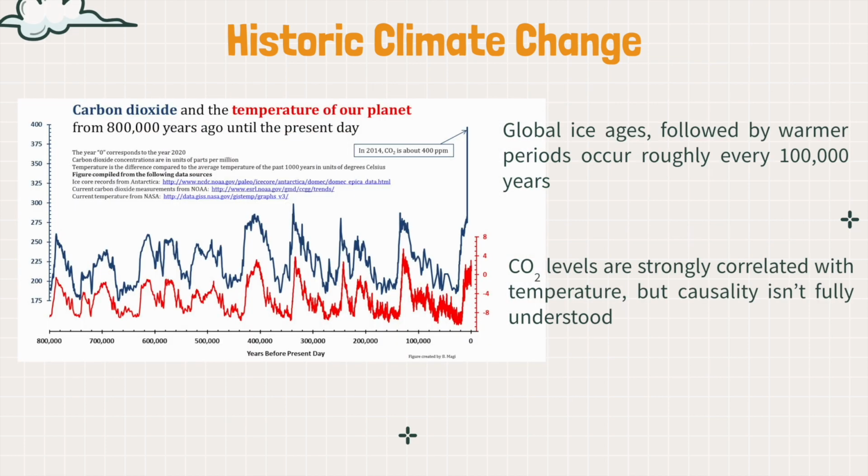So this is kind of what it looks like over time. This graph shows years before present day. We've got carbon dioxide levels in blue and temperature of the planet in red. And you can see over time, scientists have figured out that the climate of Earth has naturally fluctuated. We've had periods of hot and periods of cold, periods of higher CO2 levels and periods of lower CO2 levels. The CO2 level rise and temperature are strongly correlated, but that causality isn't fully understood.